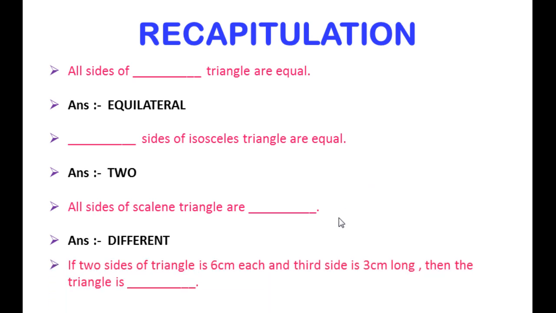Moving on to the last, if two sides of a triangle are 6 centimeter each. So what we are given is that in a triangle two sides are of length 6 centimeter and the third side is 3 centimeter long. So what is that triangle known as? That triangle is known as isosceles, because two sides are equal. Okay, so you can note it down. I hope till now what we have done is completely clear, right?